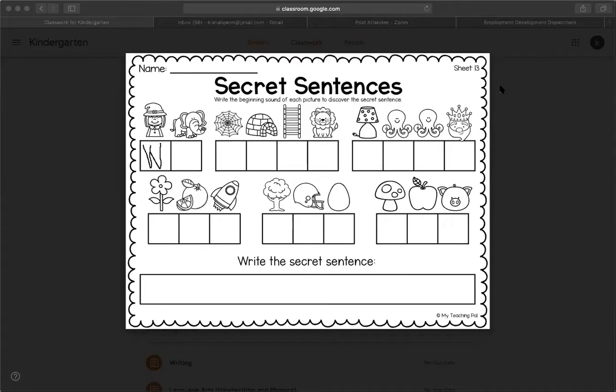Can you tell us the next picture and the letter it begins with? Emmy. What is it? Is that a web or spider web?